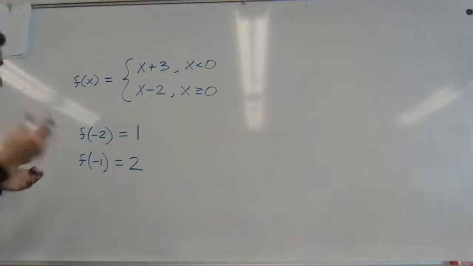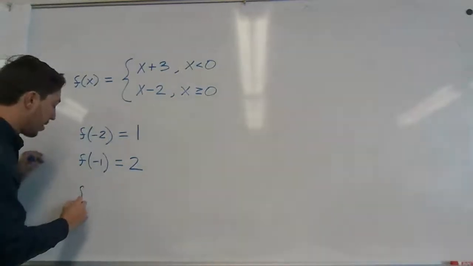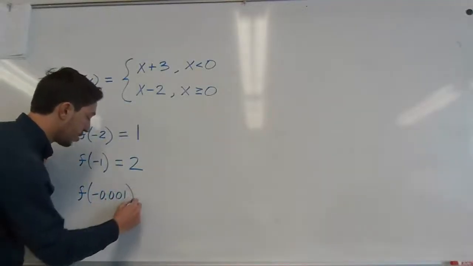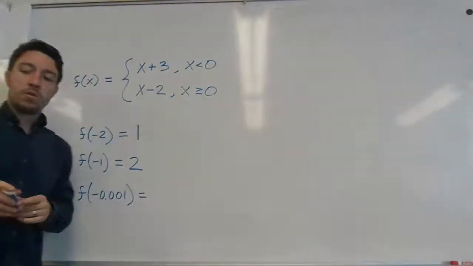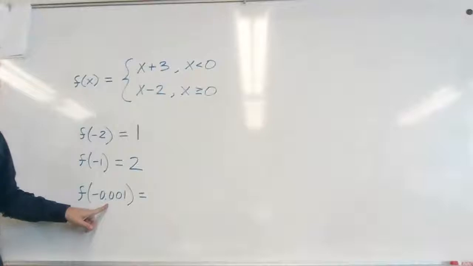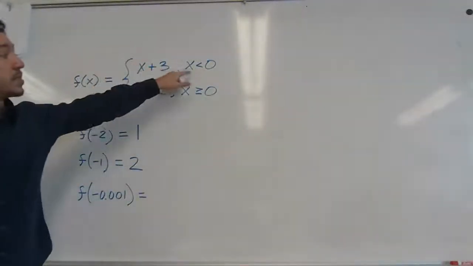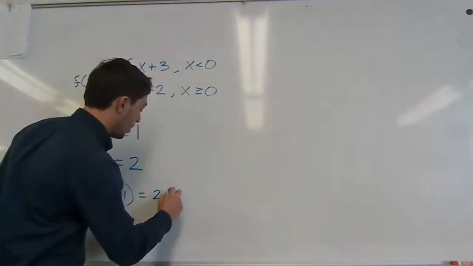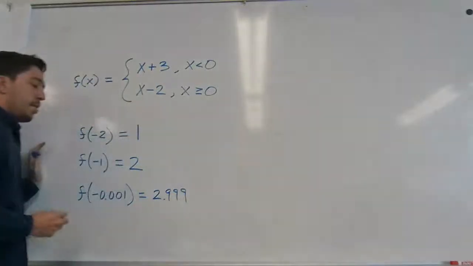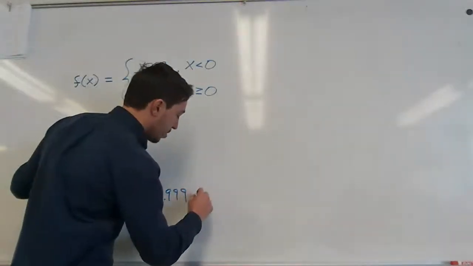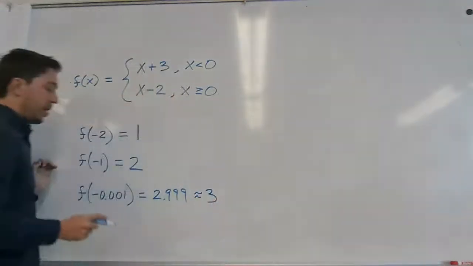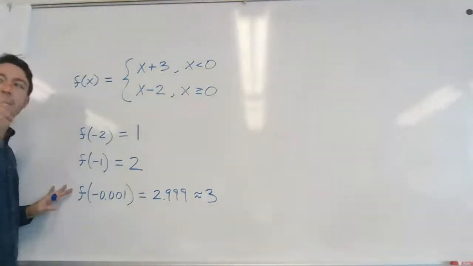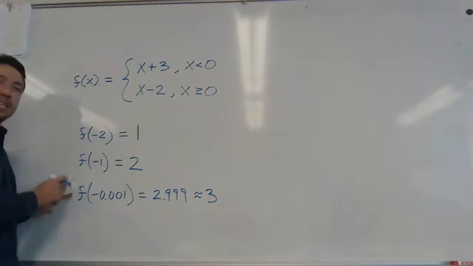Make sense so far? And I asked you one out here, how about f of -0.001? That number is just barely, but it is less than 0, so it'll get plugged in there. What's the value? 2.999. By the way, that number is awfully close to 3. So what do you guys think I'm attempting to get you to think about here? Limits. I'm trying to get you guys to think about limits.